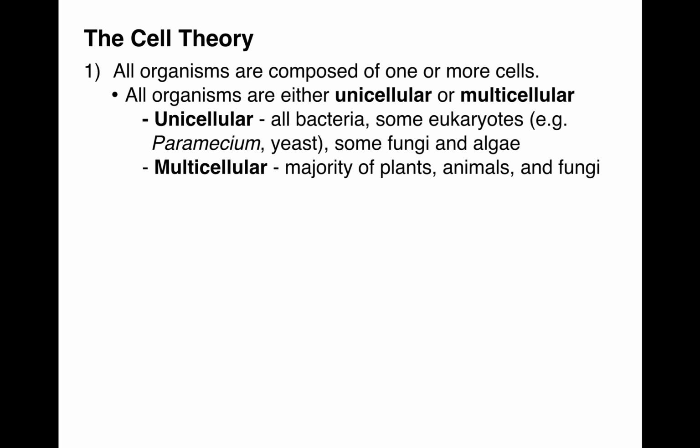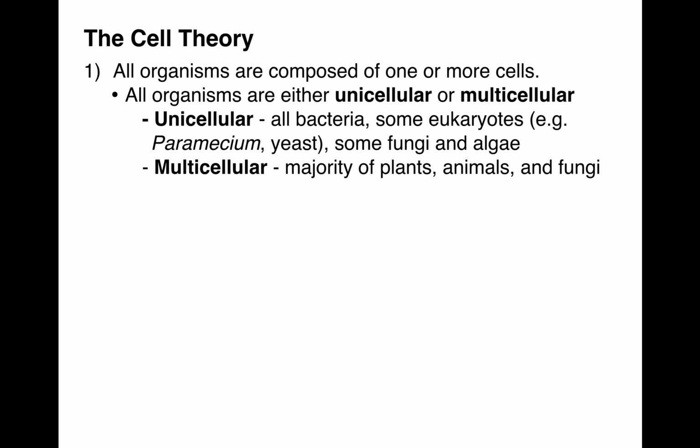The cell theory is broken up into three parts. The first part is that all living organisms are composed of one or more cells. And what this means is that organisms can either be unicellular or multicellular. Unicellular organisms are made of one cell, multicellular organisms are made of two or more cells.